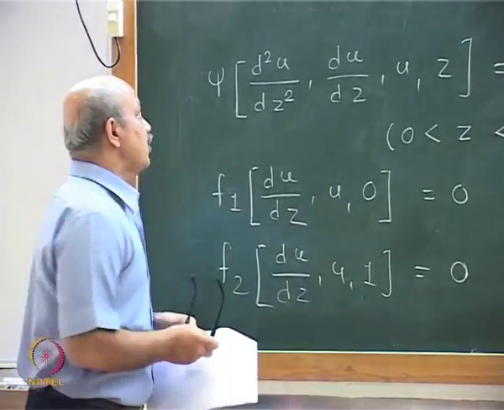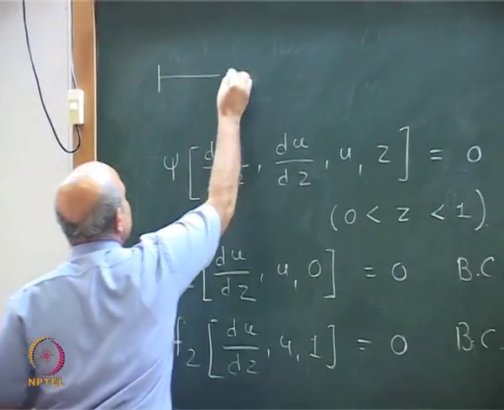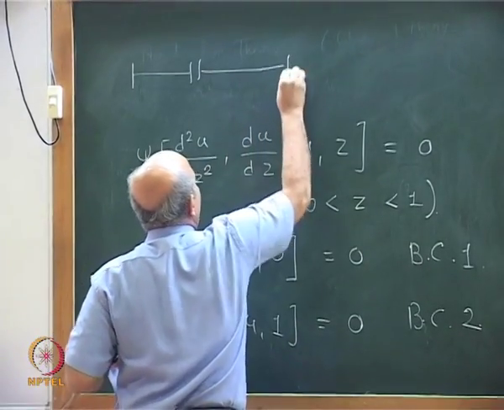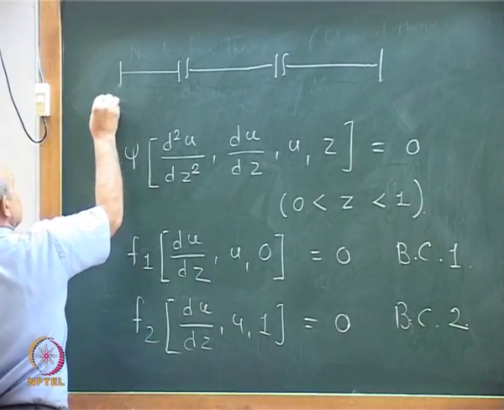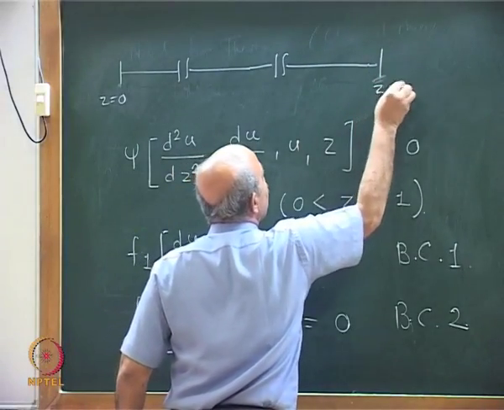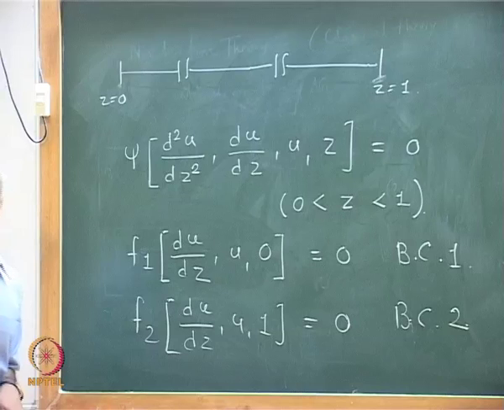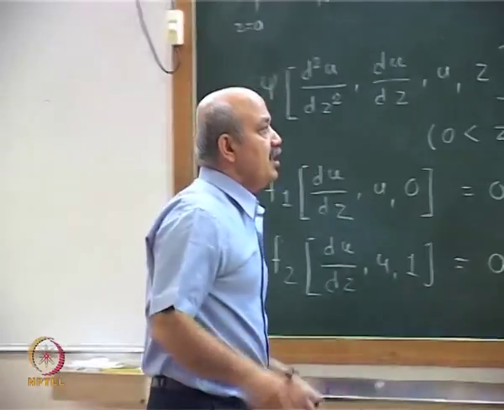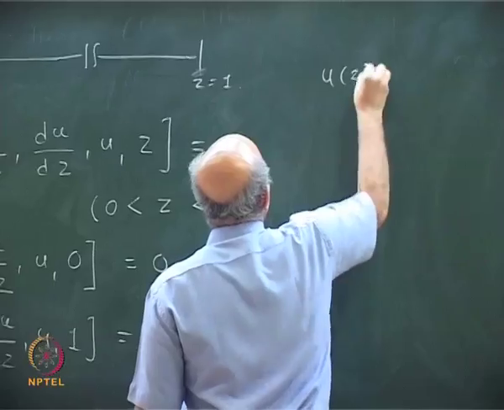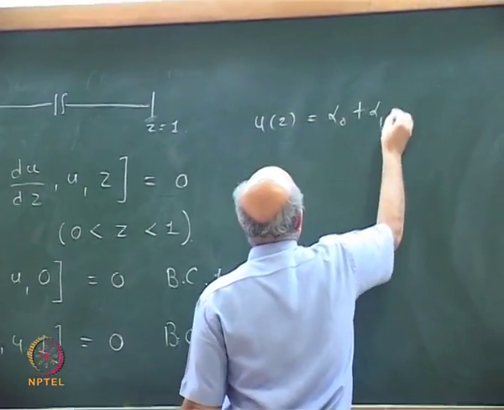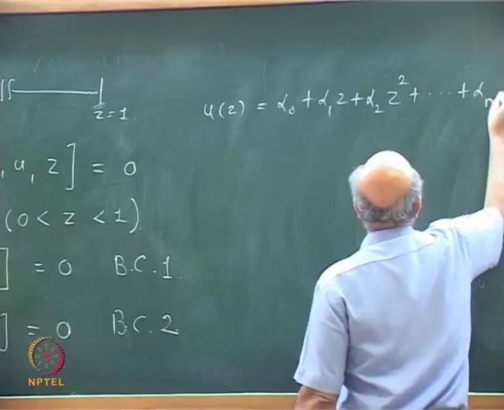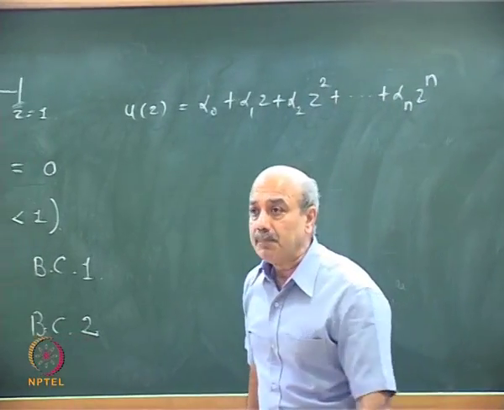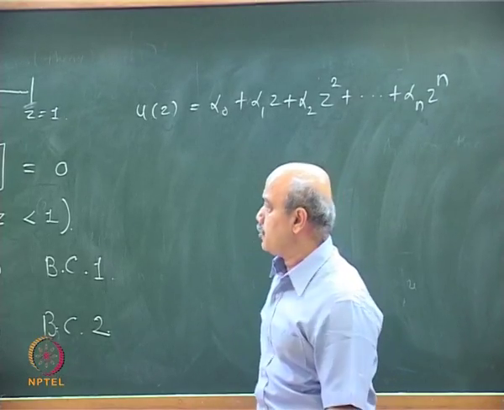Okay, so if I draw this domain, we have already set the convention of naming. We have this domain here, from z equal to 0 to z equal to 1. And then we have a polynomial solution, an interpolating polynomial solution, which we have assumed. So u(z) is equal to alpha 0 plus alpha 1 z plus alpha 2 z squared plus up to alpha n z to the power n. This is the interpolating polynomial, which is the proposed approximate solution.